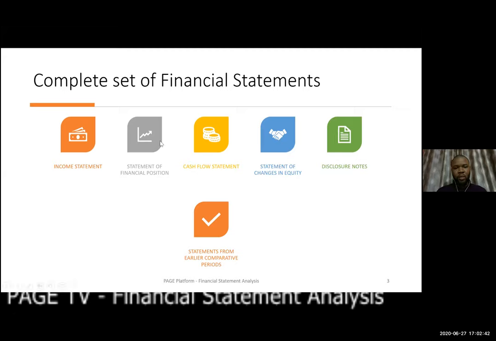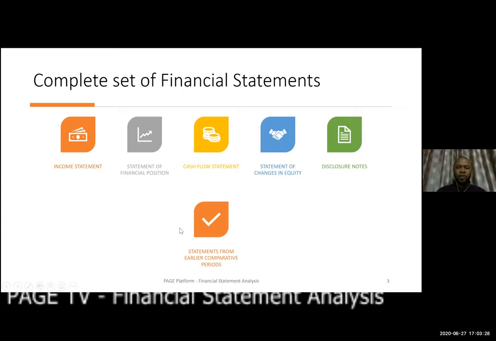For the statement of financial position, that shows the resources that are at the entity's disposal. So in this statement, you can see the assets, which are the resources, and how those resources are being funded, whether through equity or liabilities or a combination of both. For the cash flow statement, that shows the cash flows for that business. By the time we move into those analyses, we see that the cash flow is subdivided into three categories. We have the operating cash flow, the investing cash flow, and financing. For changes in equity, that shows changes in shareholders' equity. My disclosure notes now throw more insight into other elements of the financial statements.